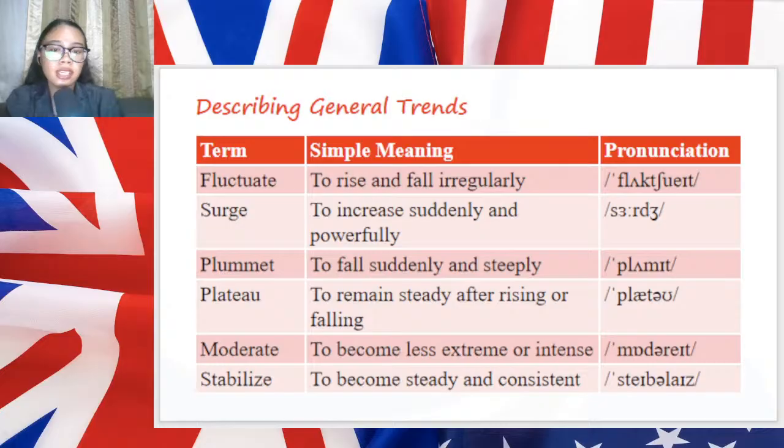So the key here is the irregularity. That's the key word for what fluctuating means. There's no consistent pattern of ascent or descent over the long term. It's a series of ups and downs, basically. That's fluctuate. You can use the word fluctuate when describing a line or a graph that shows several increases and decreases over a period of time.